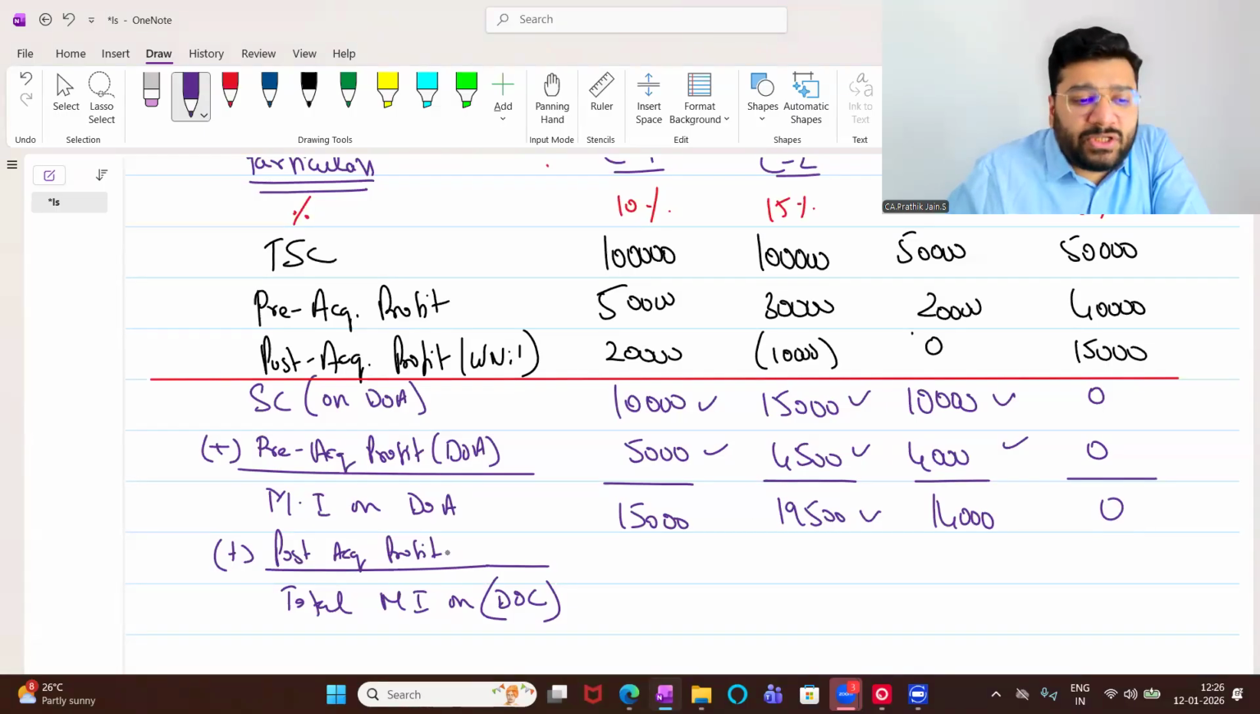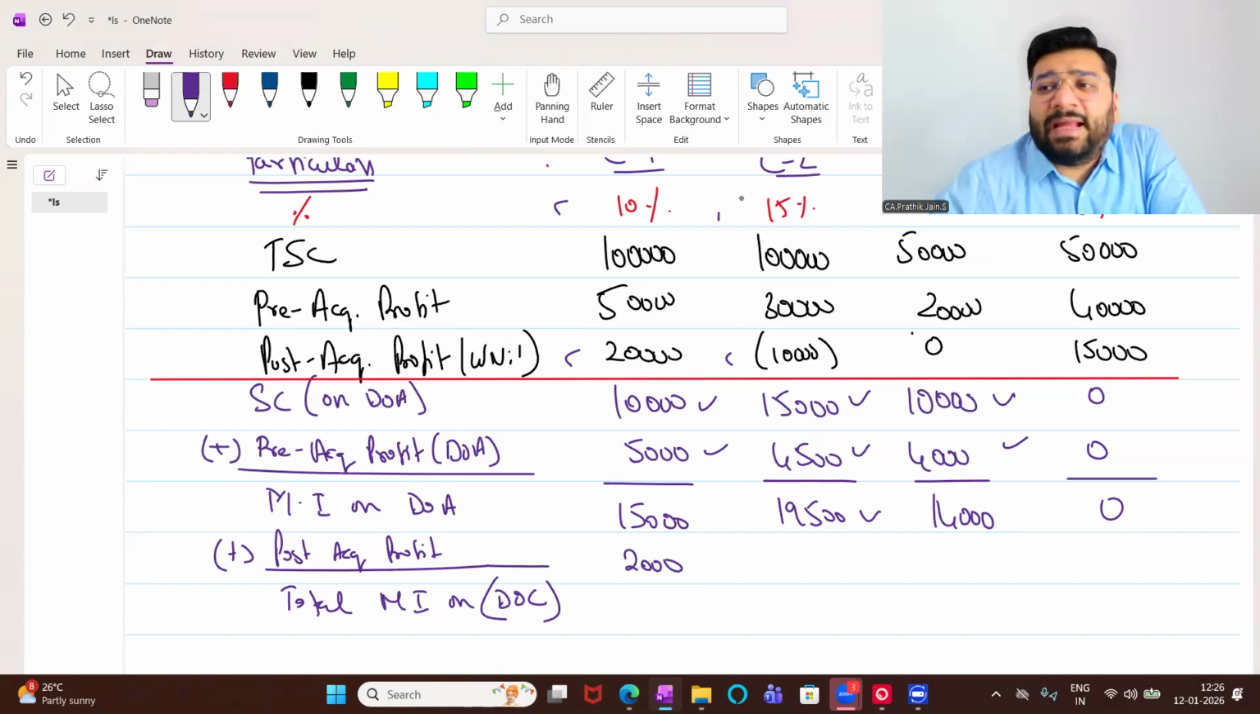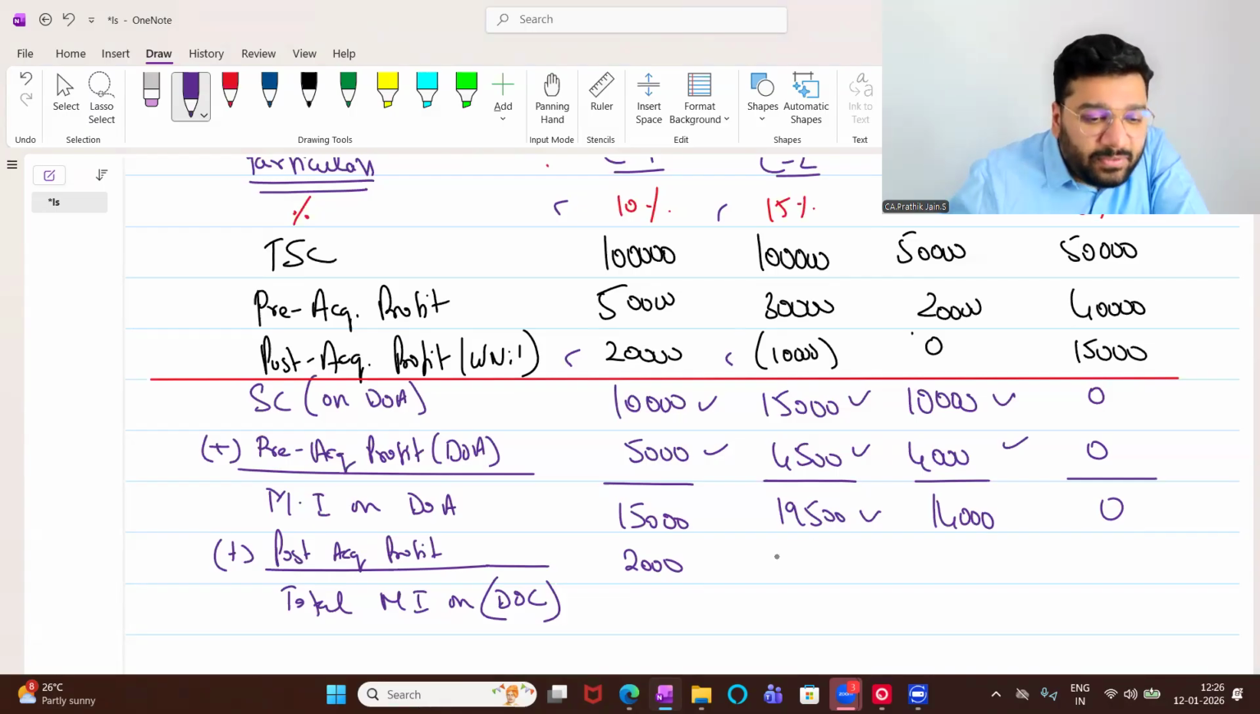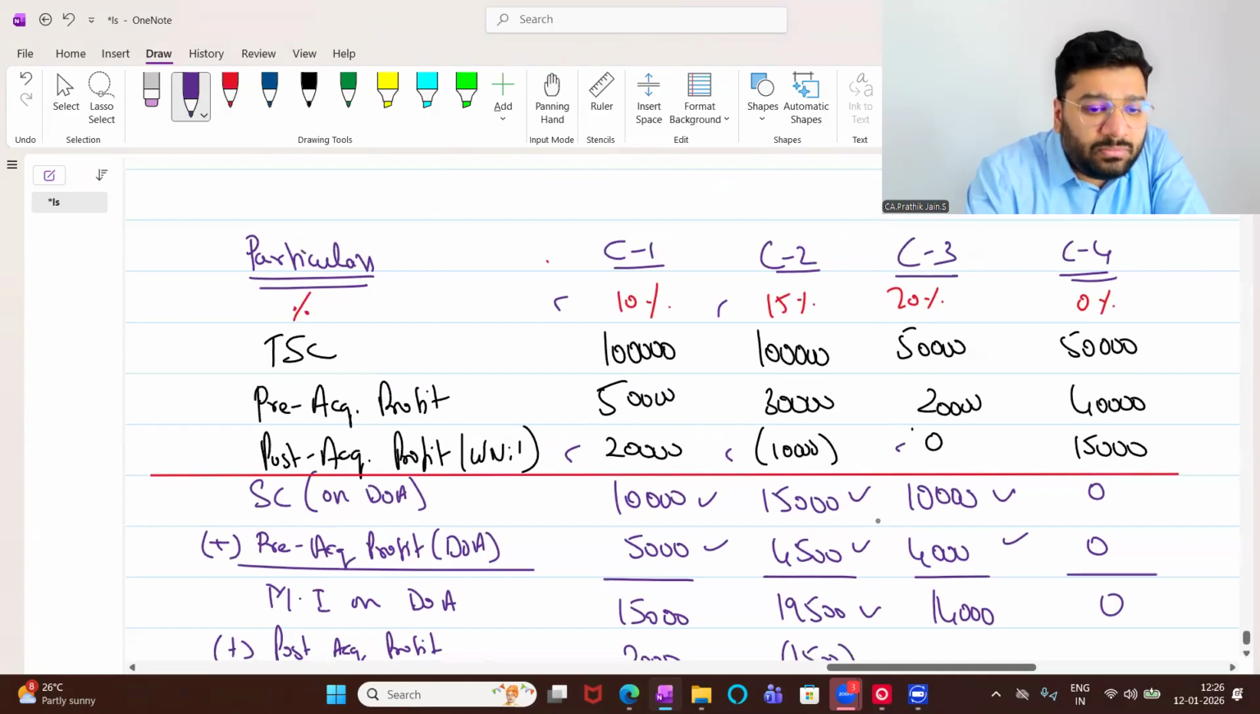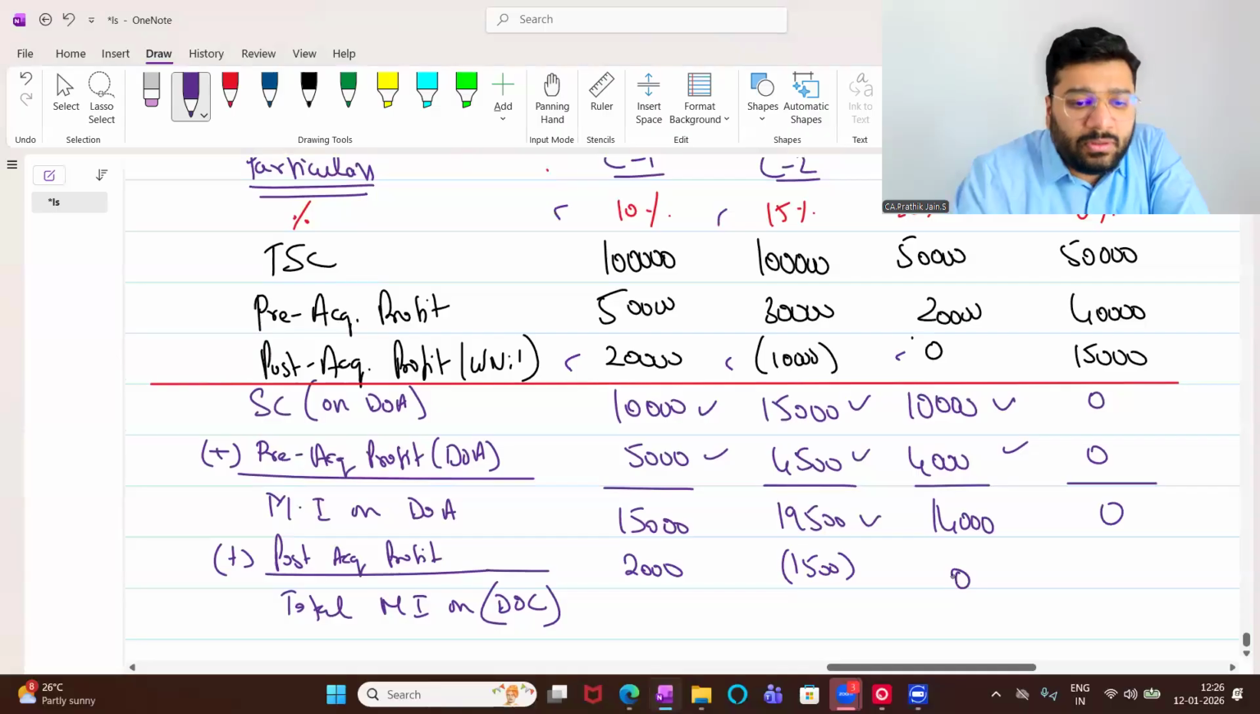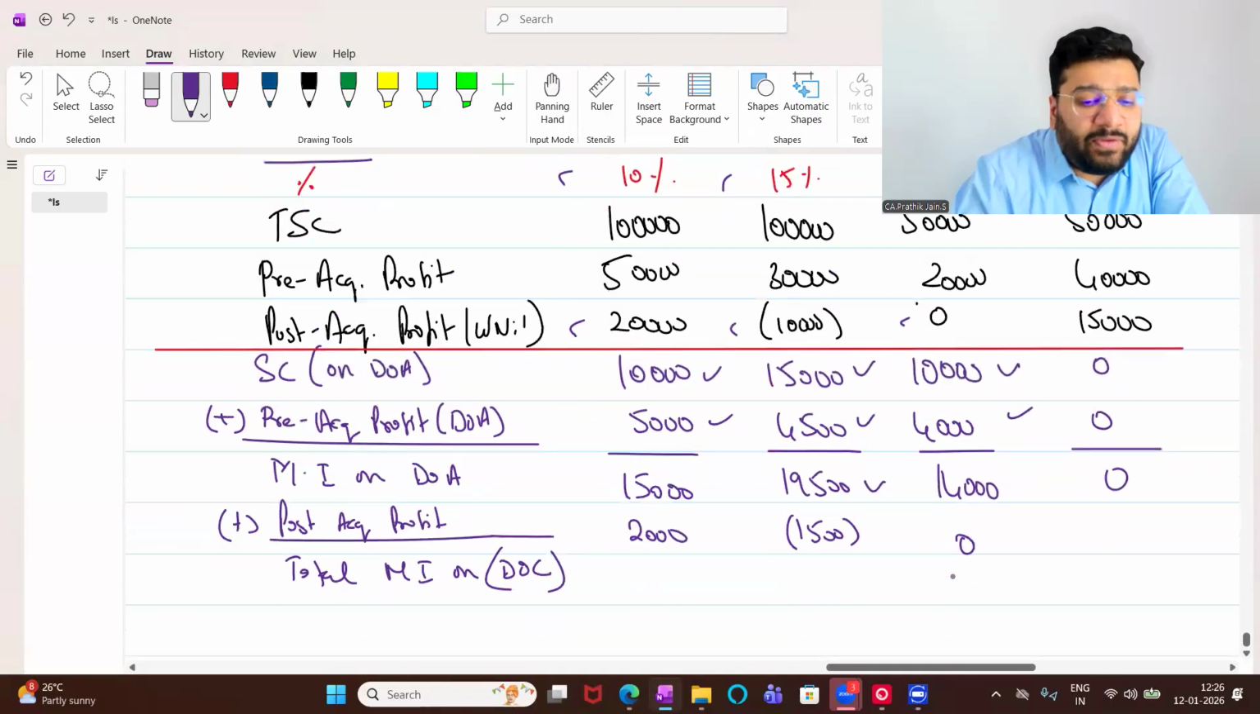No. Now post-acquisition profit. This is post-acquisition profit. This is minority interest. So 20,000 at 10% is how much? 2,000. 10,000 into 15 percent, it is negative. Should I put it 0, or should I put negative 1,500? Negative 1,500. This is 0 into 20 percent, 0. 0% into 15,000 is 0.